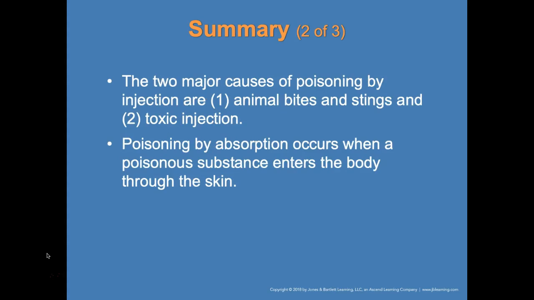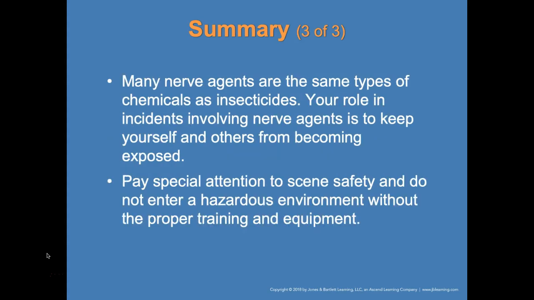so for summary, our two major causes of poisoning by injection are animal bites and stings and toxic injection. So animal bites and stings, and then somebody actually intentionally injecting themselves with something. Remember, poisoning by absorption occurs when a poisonous substance enters the body through the skin. Nerve agents are the same types of chemicals as insecticides. They're just stronger. Our role in incidents involving nerve agents is to keep yourself and others from becoming exposed. We need to pay attention to scene safety and do not enter a hazardous environment without the proper training and equipment.